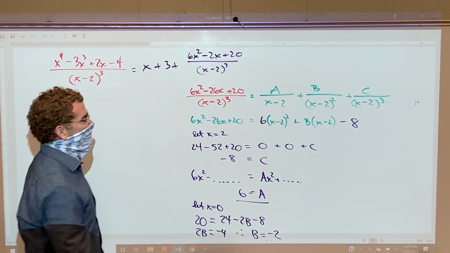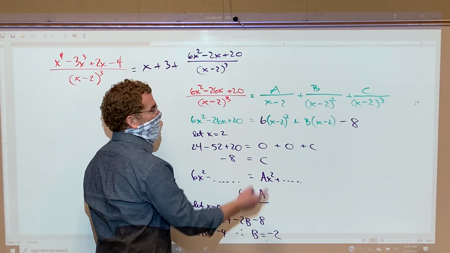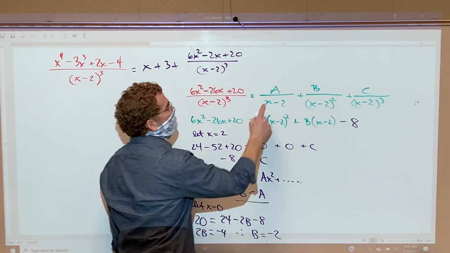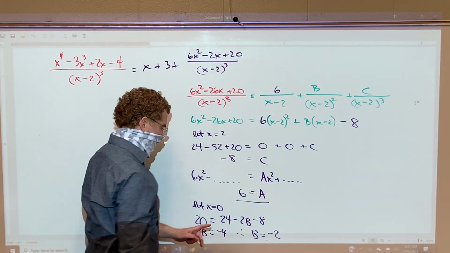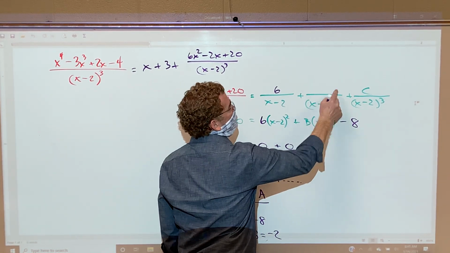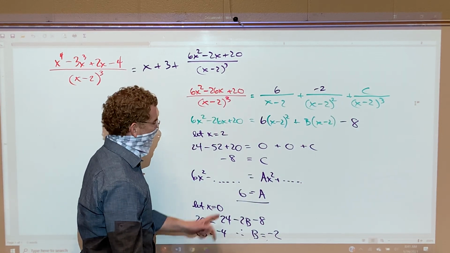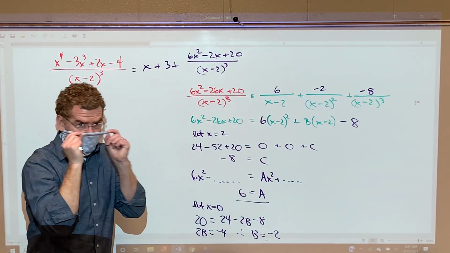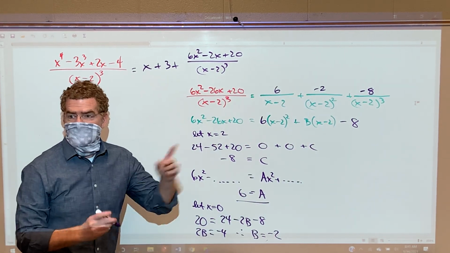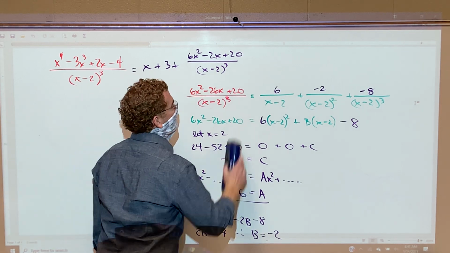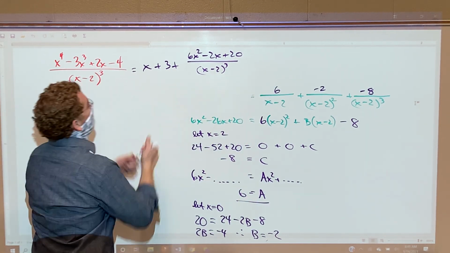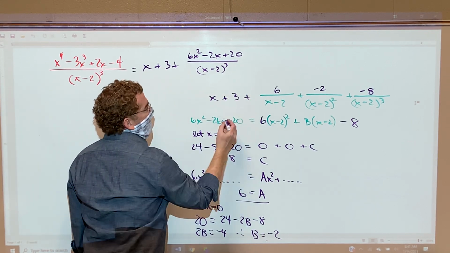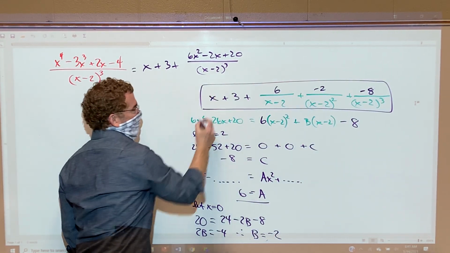Yes. So now that I have my a, my b, and my c, right? I can go back here and say, all right, the A ended up being 6. The B ended up being negative 2. The C ended up being negative 8. But that's not my partial fraction decomposition. It's that and what? Plus the x plus 3. Now, sometimes you didn't have to do long division, so you wouldn't have to worry about that. But that would end up being my partial fraction decomposition.